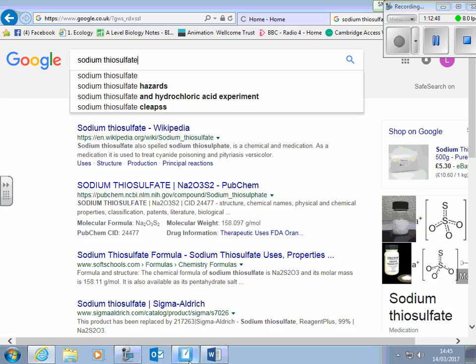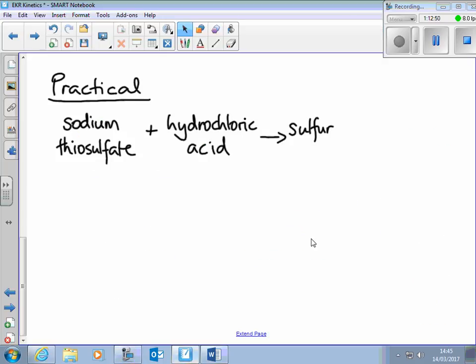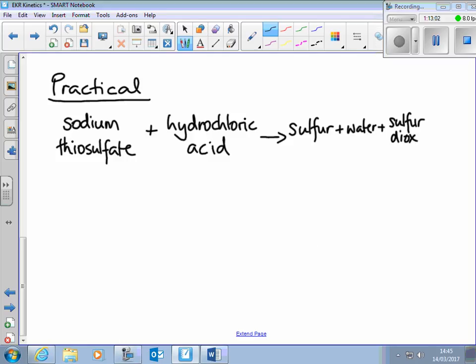Okay, right, let's go through that again. Sulfur, we get the water, sulfur dioxide and sodium chloride. Oops, run out of space. What have I lost? Sodium chloride. Oh dear. Yeah, things get worse and worse with this.